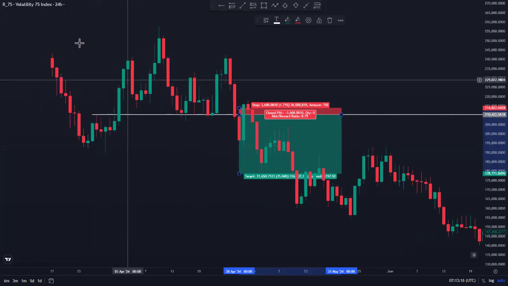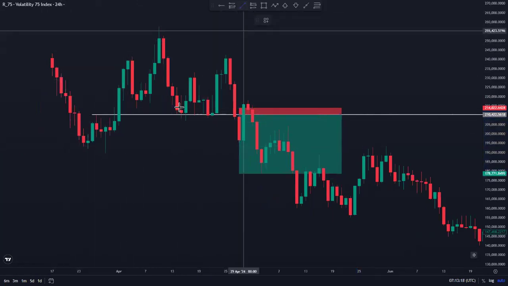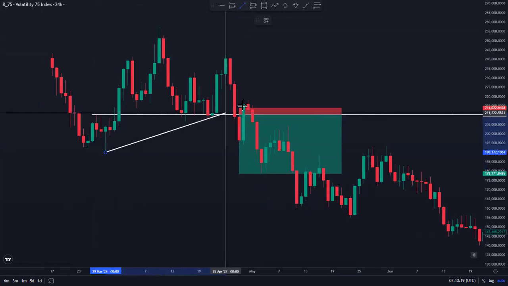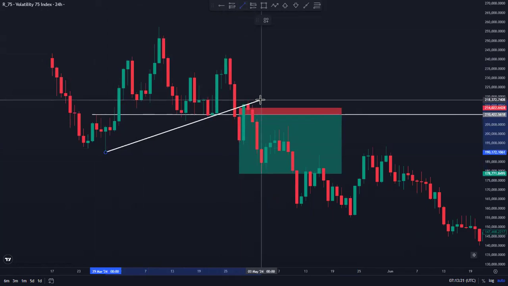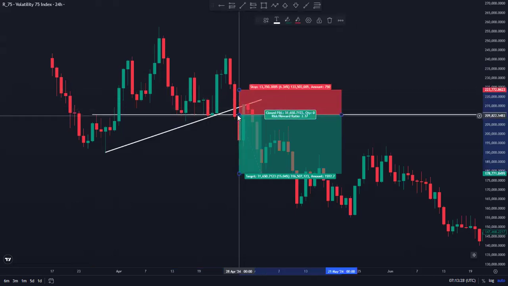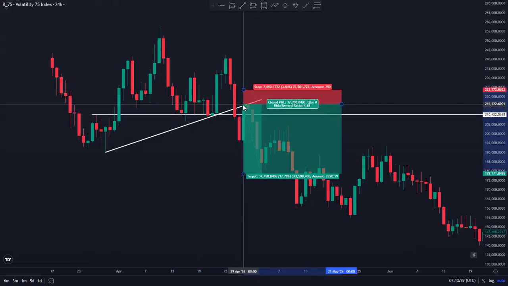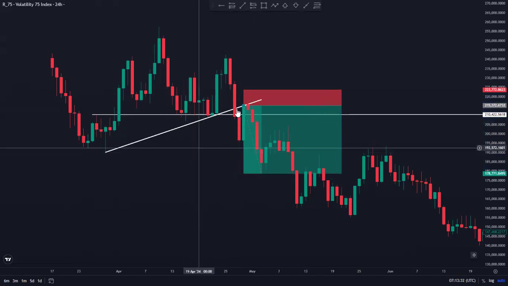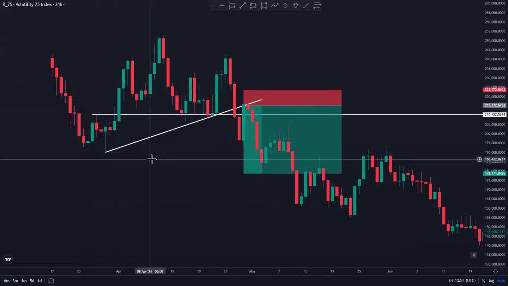You did not analyze correctly. You did not go the extra mile with your analysis. If you went the extra mile with your analysis, you would not take your entry here. Your entry was going to be on the trend line. But I also understand this one will only accommodate traders who are trading trend lines.